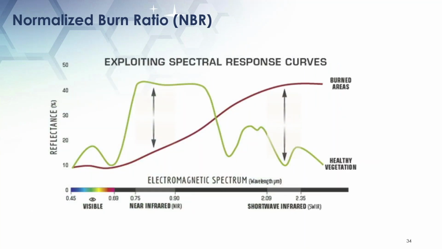So with all of these spectral indices, we are really examining the differences in land surface types and how they reflect or absorb energy at different wavelengths. Here you can see this really clearly.